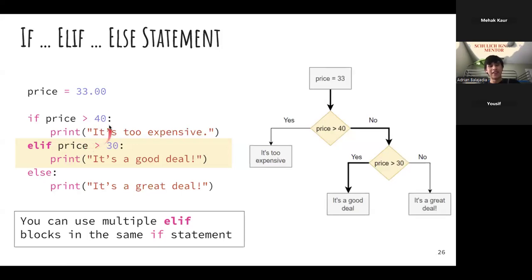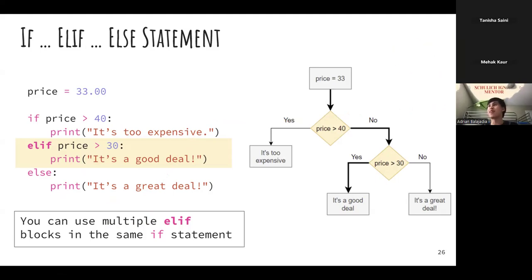In this case, our first question is, is it greater than $40? Okay, that's too expensive. Is it greater than $30? If it's in the range between $30 and $39, that's a good deal. But for anything below 30, we print that it's a great deal. In this case, you don't need to ask a follow-up question or put an elif statement. You could just say else, it's a great deal. And yeah, you could use multiple elif blocks in the same if statement.